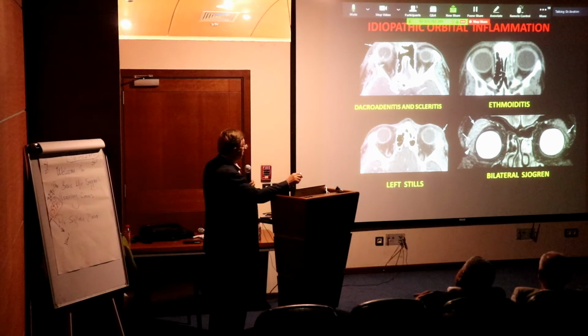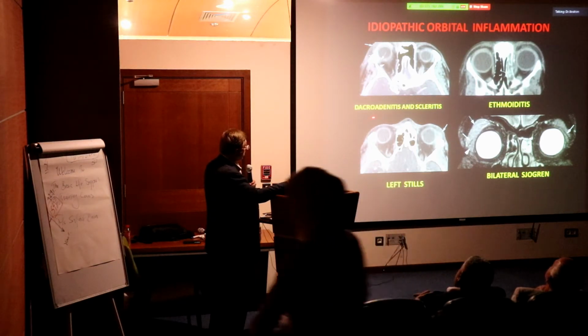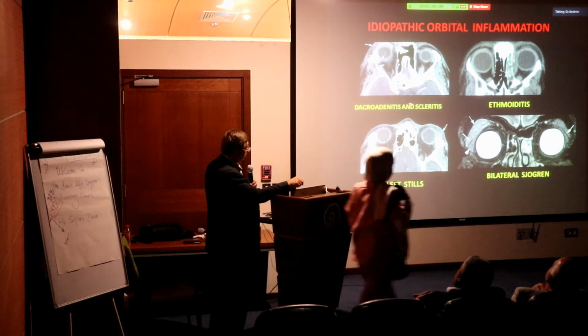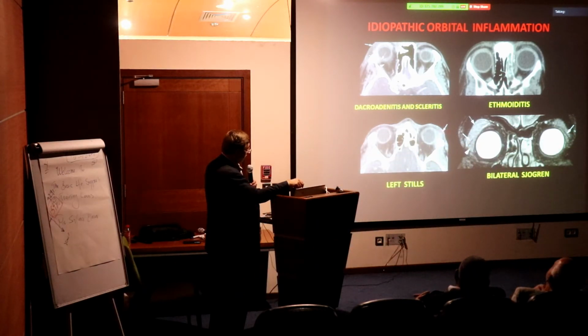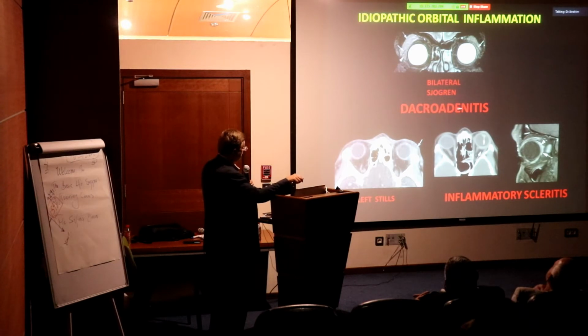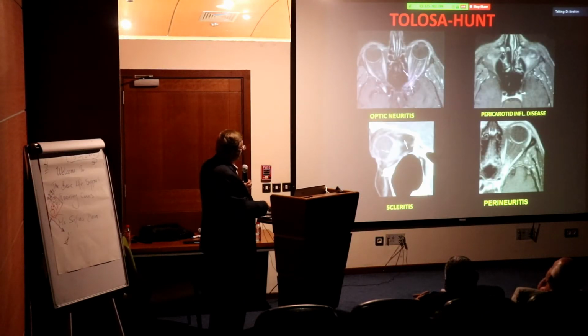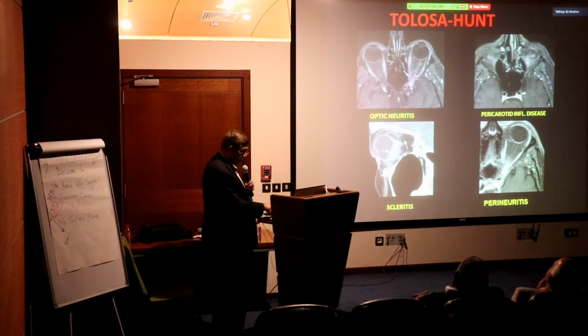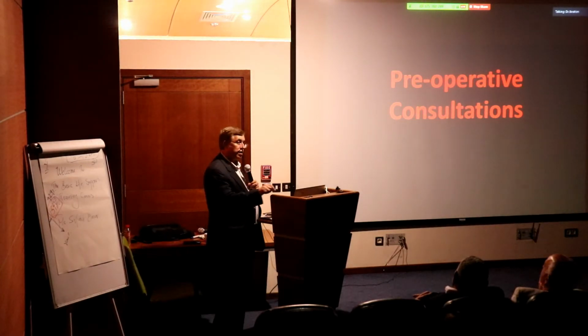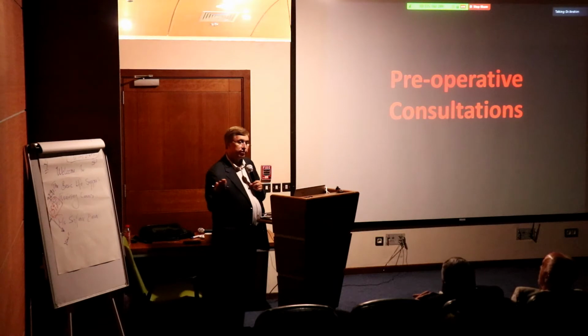And the forgotten disease really is the idiopathic orbital pseudotumor, so-called pseudotumor. It is an autoimmune inflammatory disease, dacryoadenitis involving the lacrimal gland, involving the ethmoid, involving the lacrimal gland again, bilateral Sjögren's syndrome, causing dryness of the eyes, dryness, sinusitis, inflammation as mentioned. Tolosa-Hunt disease, again an autoimmune disease like this, optic neuritis, is involvement of the cavernous sinus, scleritis, and perineuritis, all for Tolosa-Hunt syndrome.